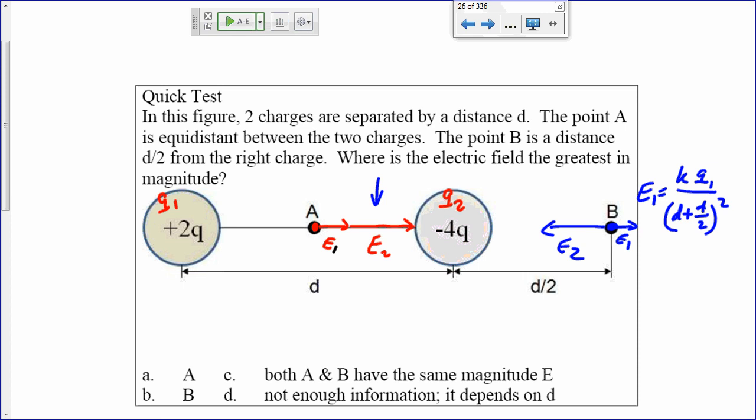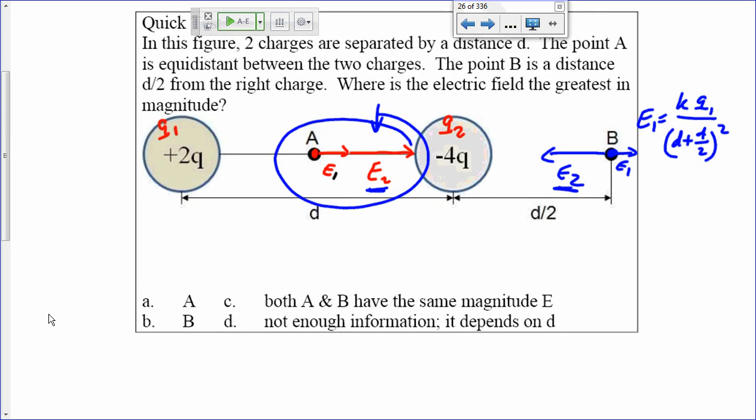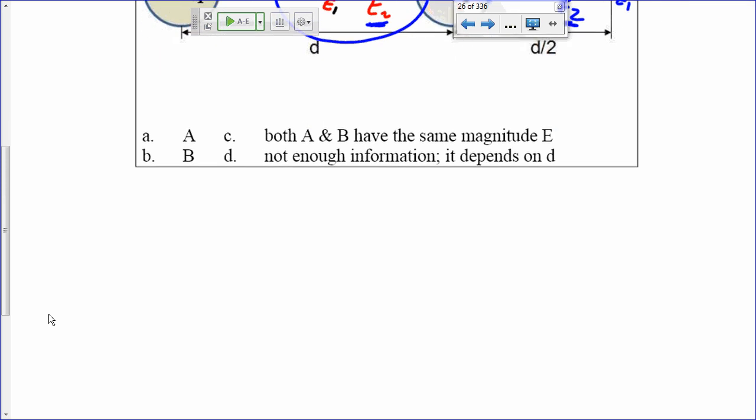Because I'm adding two vectors in the same direction, one of which, E2, is the same as it is over here. All right. We'll see some more questions like that in the concept test. We'll do that next time. Let me have a few more minutes.